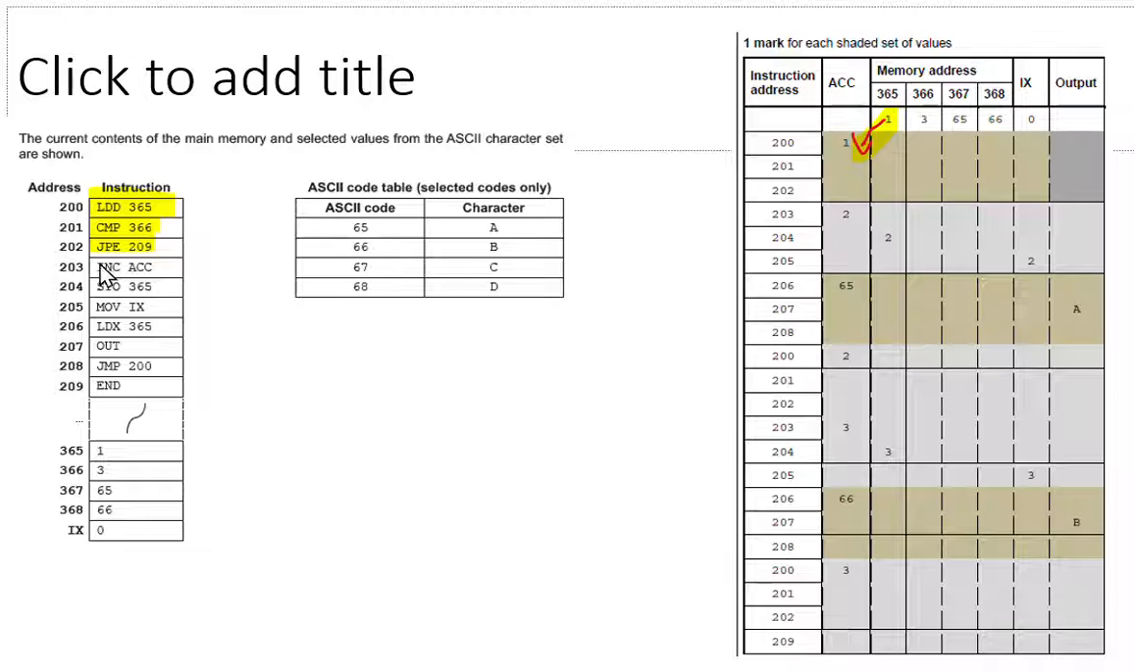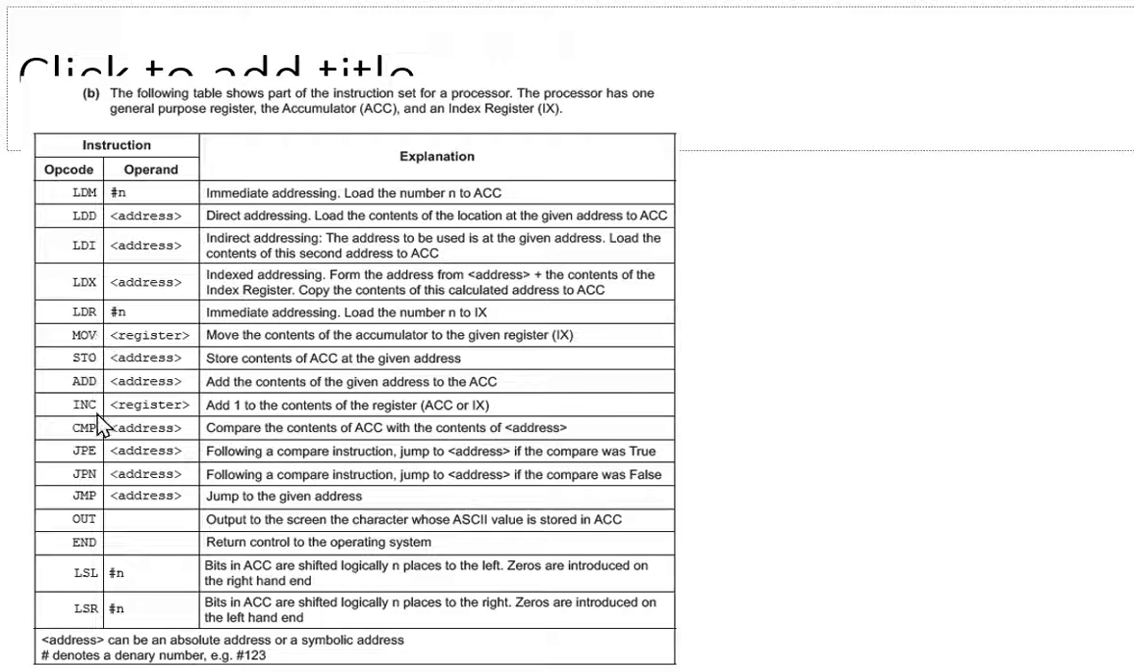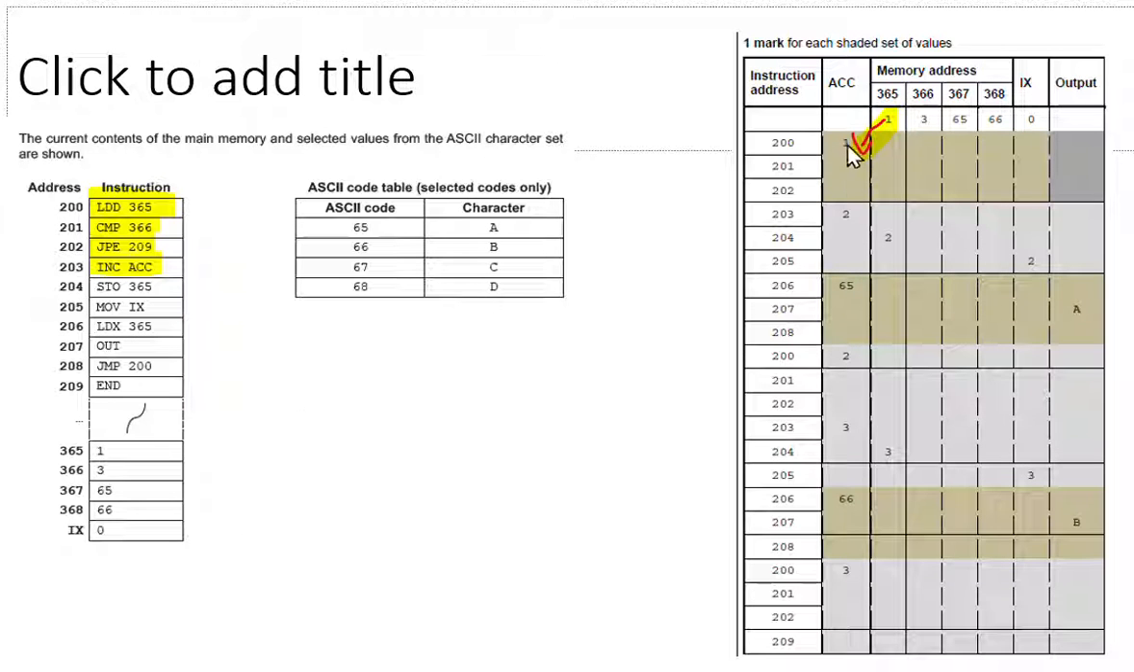Instead, I'm going to go to the next instruction, which is increment the value in the accumulator, INC. We see increment: add 1 to the contents of the register, either the accumulator or the IX register. So we're going to add 1 to the contents here, and this is how we get the value 2. 1 plus 1 is 2, and we add it to the accumulator here.